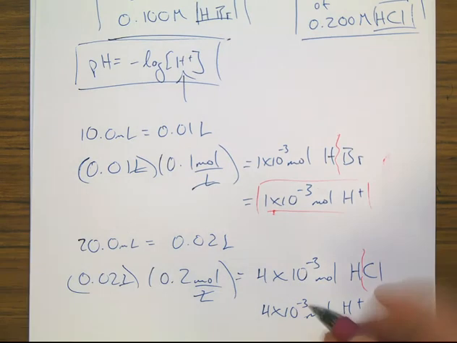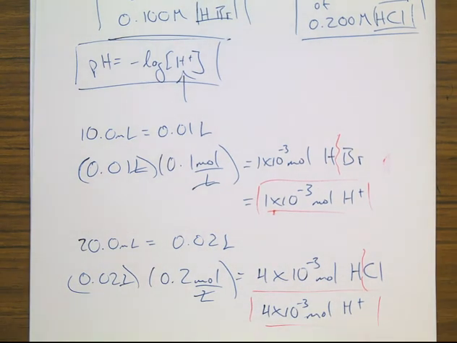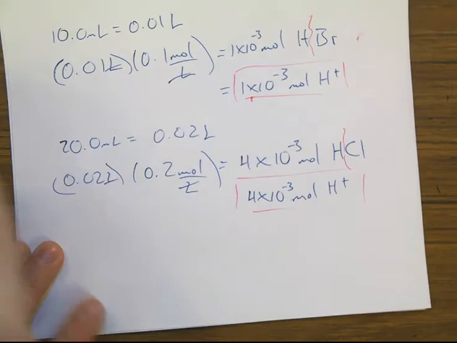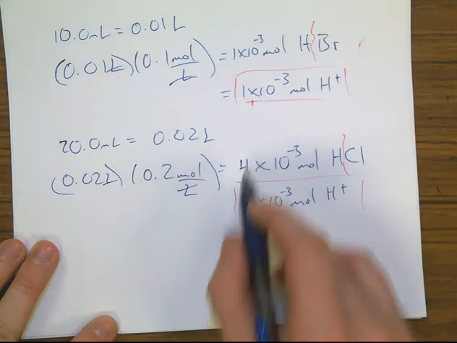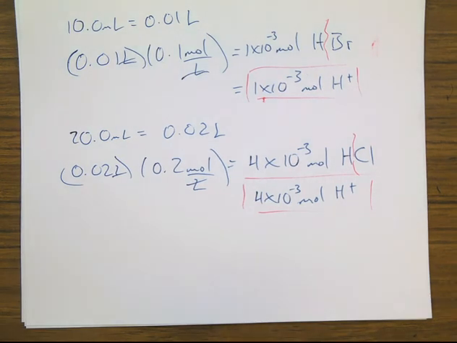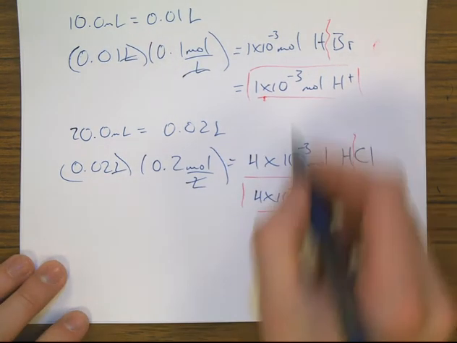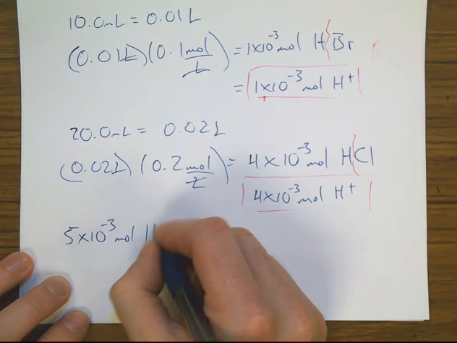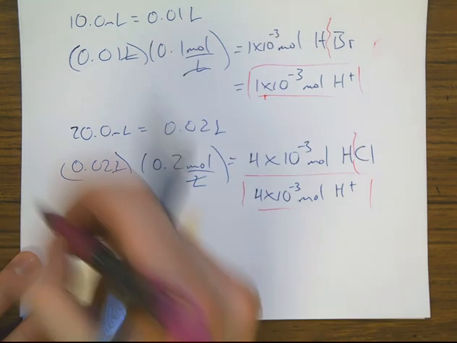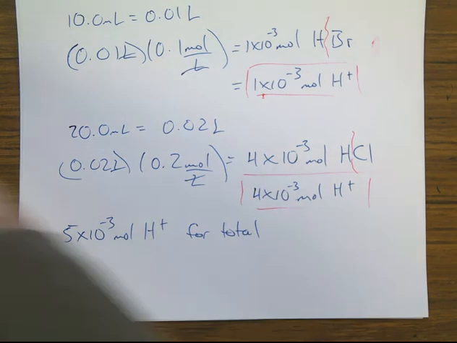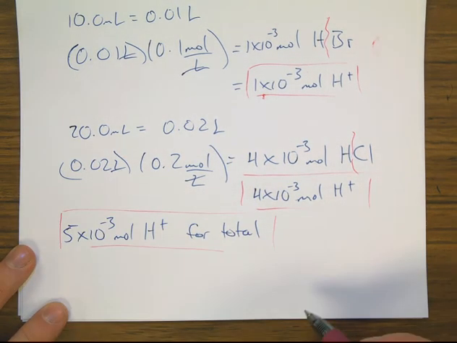So I know when I mix these two solutions, I have this many hydrogen ions plus this many hydrogen ions. So I'm going to take both of those hydrogen ions and I'm going to add these two together. The reason I want to add those two together is because I want to find the total amount of hydrogen ions in the solution. Remember, I have to figure out the ultimate pH. So when I add those two together, I get 5 times 10 to the negative third moles of hydrogen ions for this total solution. That's for your total.